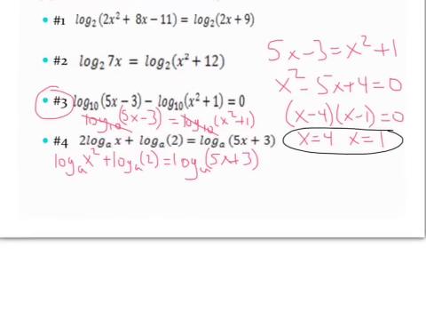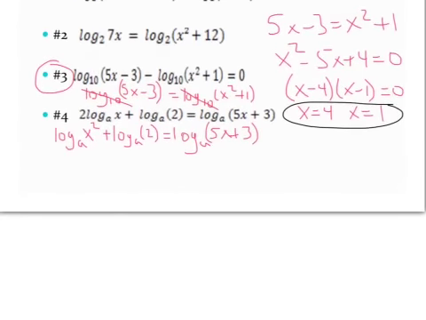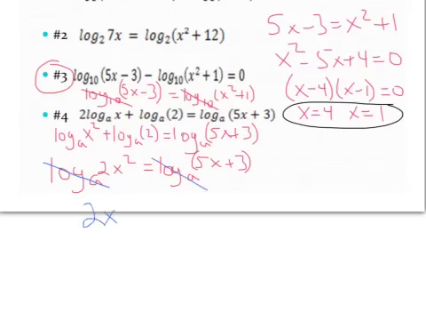So, let's take a look. What I'm going to do is I'm going to have log base a, and I'm going to multiply these, so 2x squared equals log base a of 5x plus 3. So from here I'm going to cancel these out. So I'm going to cancel out the log a and the log a, and I'm left with 2x squared equals 5x plus 3. Now I'm going to factor and solve.